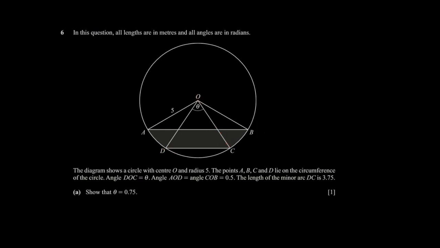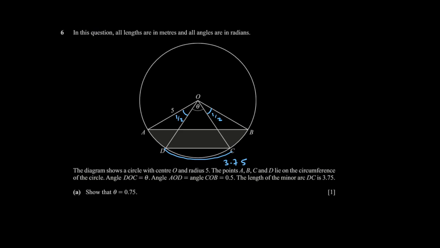So I think I will just indicate that onto the diagram. So that guy there is a half, and that guy there is also a half. Okay. The length of the minor arc DC is 3.75. So this arc here is 3.75. So we want to show that theta is equal to 0.75. Well, that should be fairly straightforward.